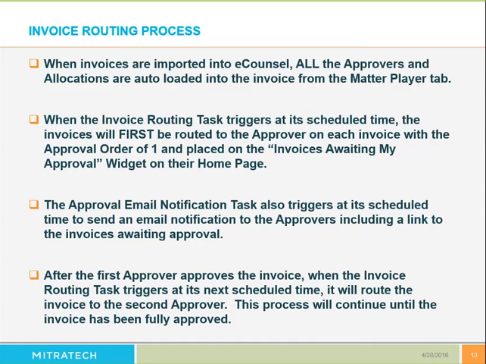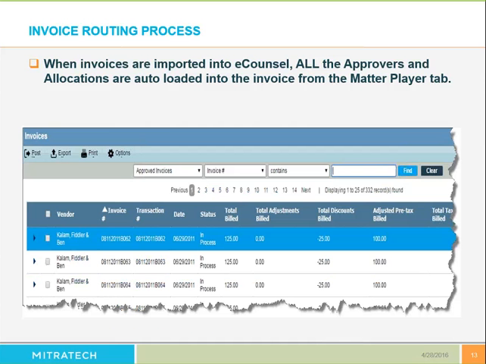After the first approver approves the invoice, and when the invoice routing task triggers at its next scheduled time, it's then going to route the invoice to the second approver. And this process is going to continue from approver to approver until all the approvers have approved and the invoice has been fully approved.